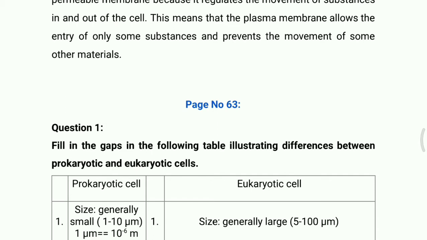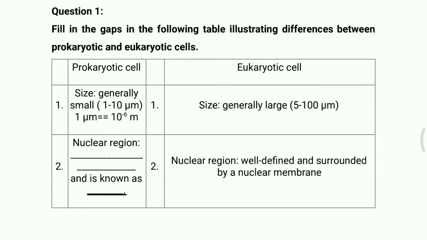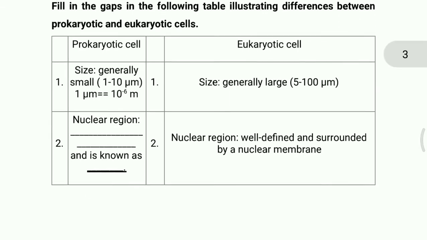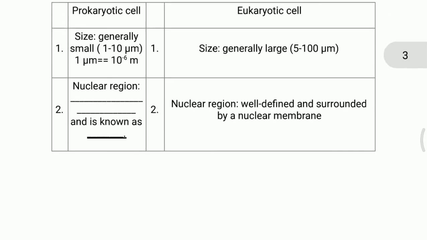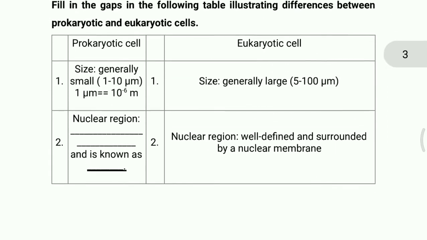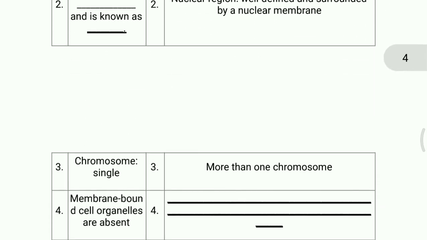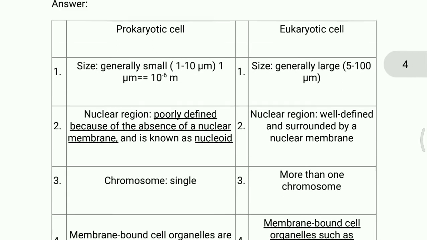Page number 63. First question. Fill in the gaps in the following table. Difference between prokaryotic and eukaryotic cells. Here are some diagrams. Diagrams are not that important. You can take a screenshot. So we go further. Okay. Here is also one diagram.